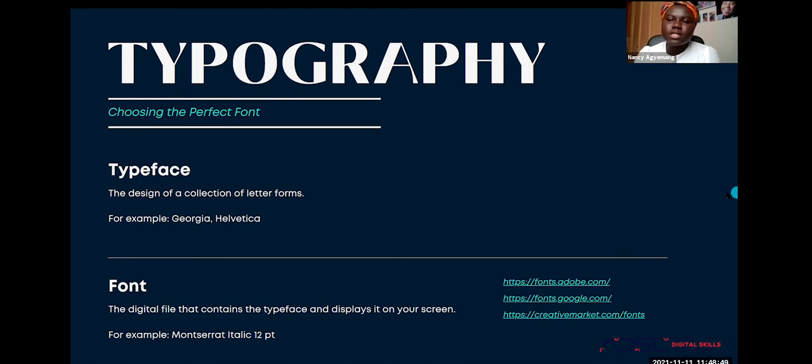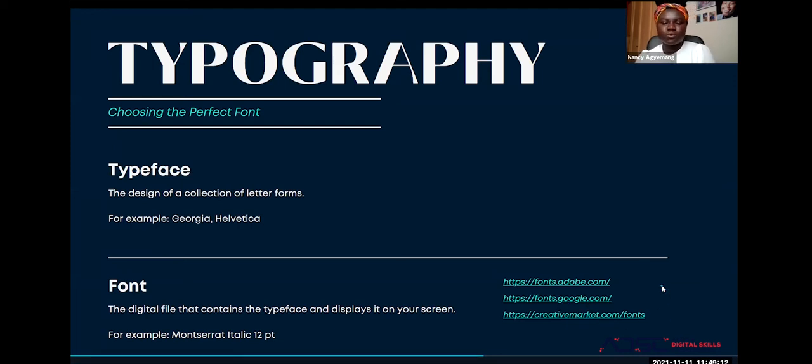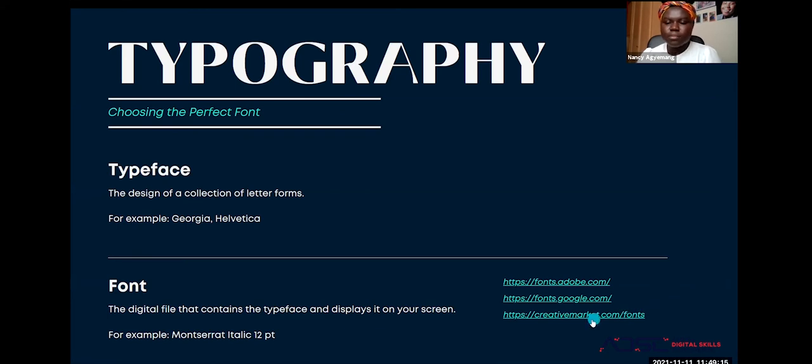So there are so many digital tools that you can use to find fonts. We have Adobe Fonts, or you can also search on Google Fonts for nice, beautiful fonts. And also with Creative Market, the fonts there are sold. So you can buy some of them if you want a very distinct typography. You can also buy from some of these online shops.